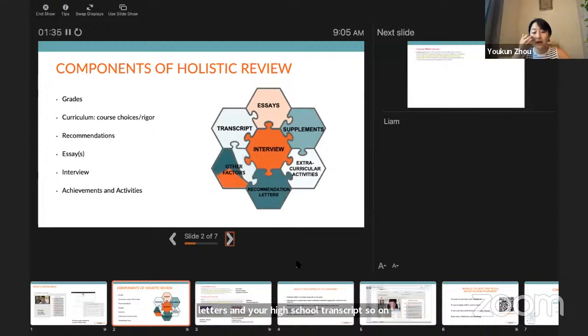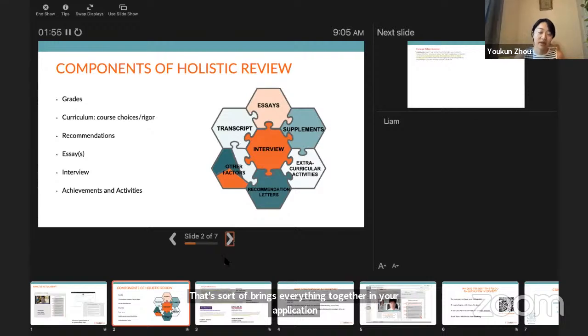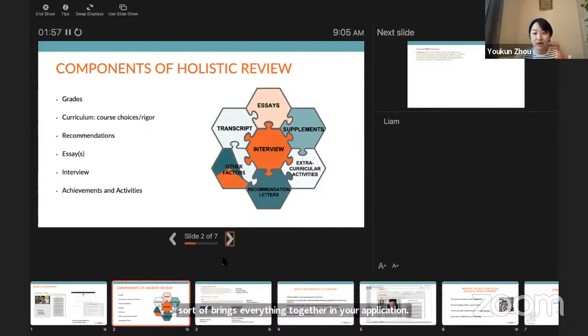Especially in recent years with COVID, there has been less and less emphasis on test scores, with a lot of schools going test optional or test free. You can see the interview taking on an even bigger role, being that piece that brings everything together in your application. That is what we mean when we say every part of your application is important, and the interview really elevates and highlights certain parts of your application.